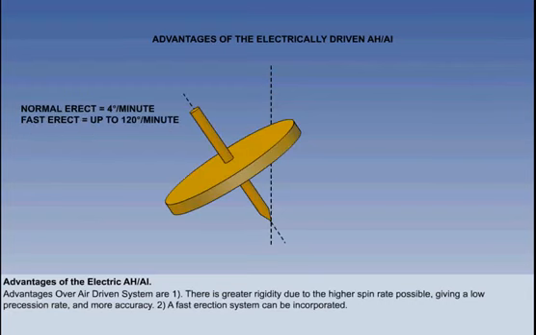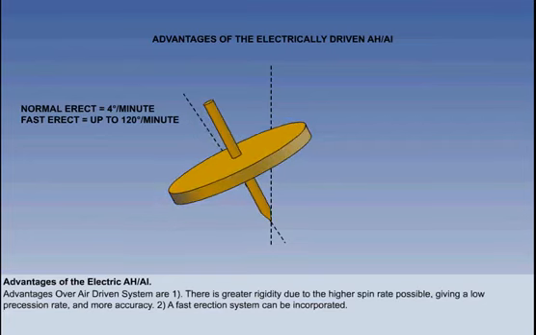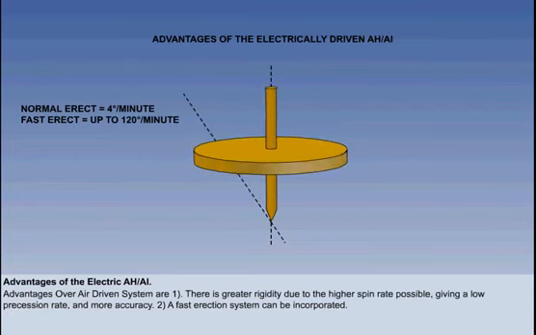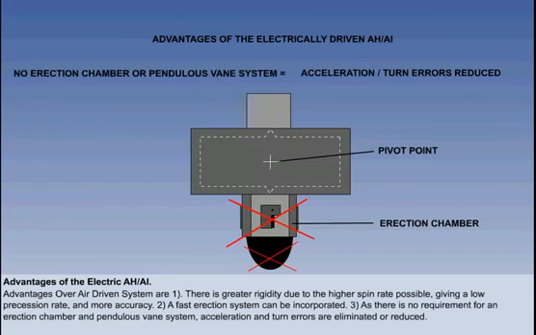Secondly, a fast erection system can be incorporated, which can erect a topple gyro at up to 120 degrees per minute, compared to the normal rate of 4 degrees per minute. Thirdly, as there is no requirement for a heavy erection chamber and pendulous vane system, acceleration and turn errors are eliminated or reduced.